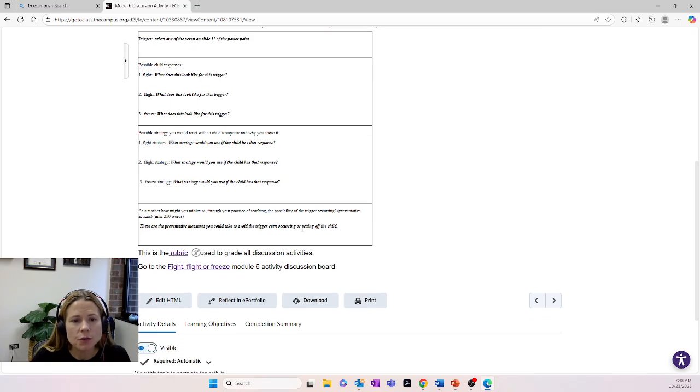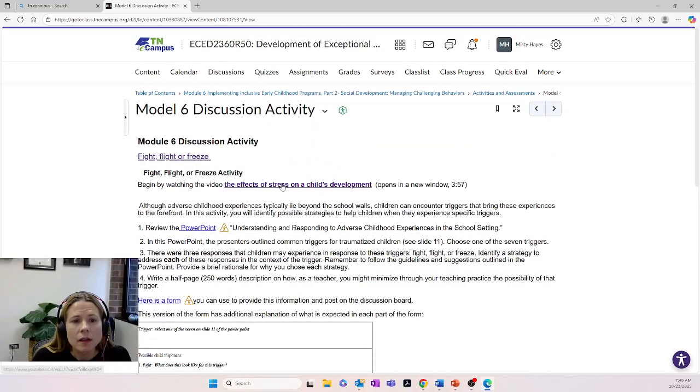And then I want you to react. Think about your own classrooms, or your experience and practice of teaching, if you had any experience with children who have experienced trauma, right? How will you develop your classroom so that you make sure the possibility of triggers is not occurring? What preventative measures could you take to avoid the trigger for the child in your classroom? So that will be your discussion.